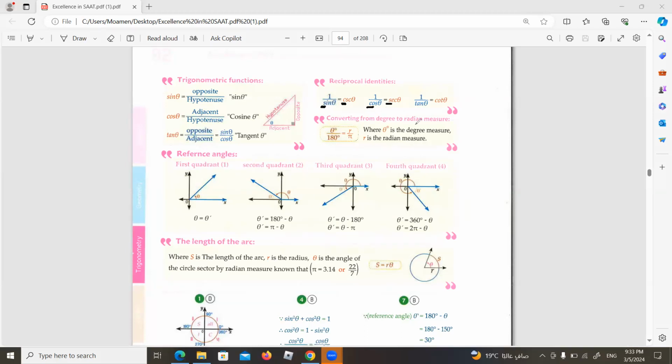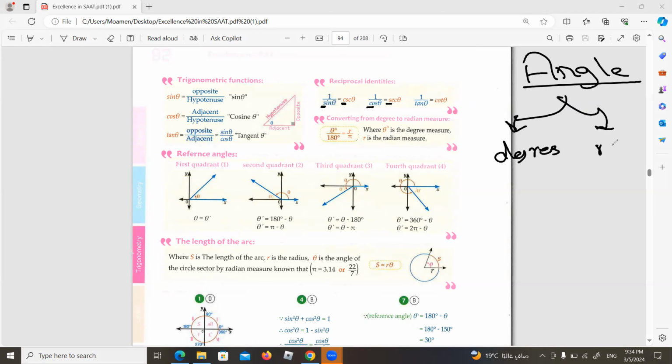Okay. We're going to convert from degree measure to radian measure. To measure any angle, we have two types of units. The first type is called the degree measure, and the second is called the radian measure. We can convert from degree to radian and from radian to degree. Pay attention with me, please.